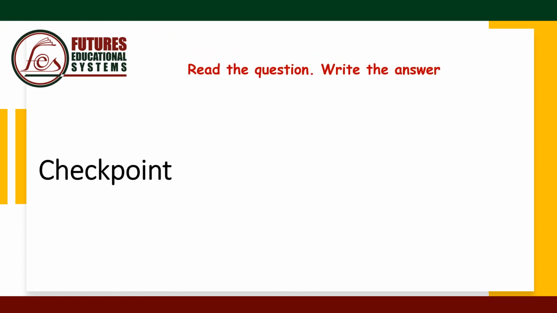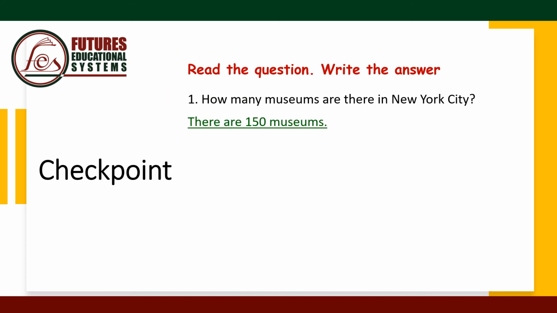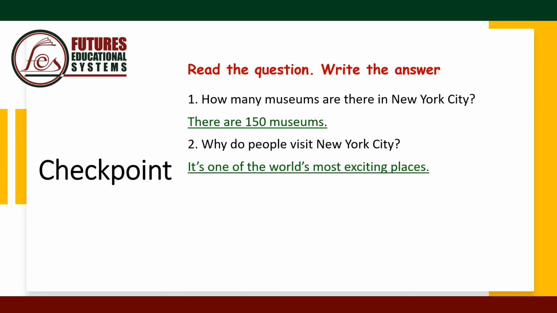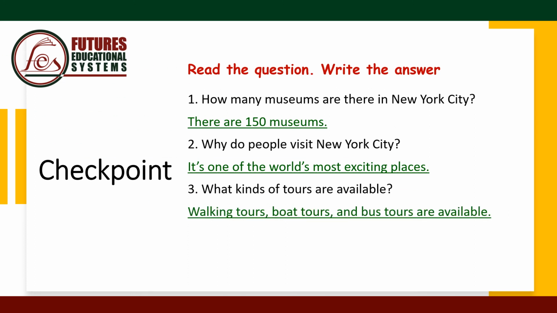More questions. Read the question and write the answer. Number 1. How many museums are there in New York? There are 150 museums. Why do people visit New York City? Because it's one of the world's most exciting places. So people like going there and visiting New York City. What kinds of tours are available? Remember, we said that there are many kinds of tours. Walking tours, boat tours, and bus tours are available in New York City.